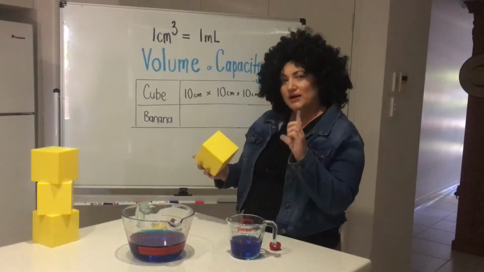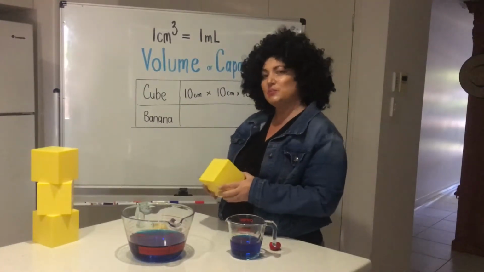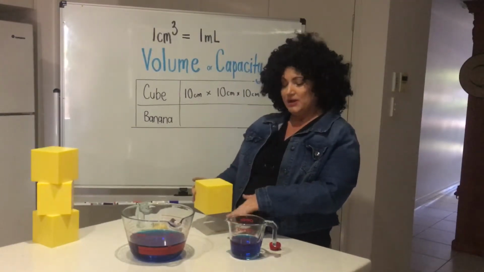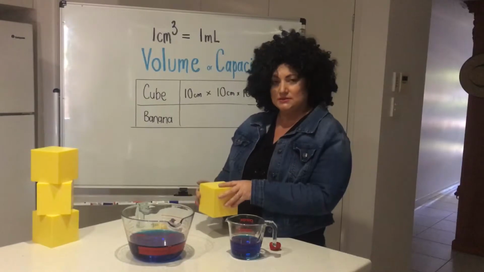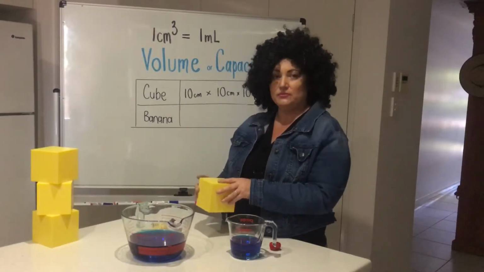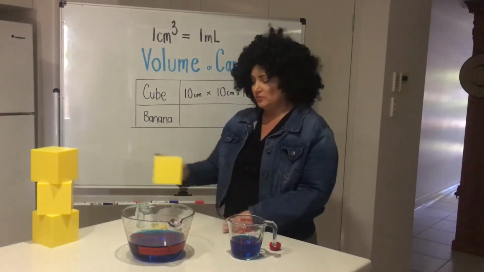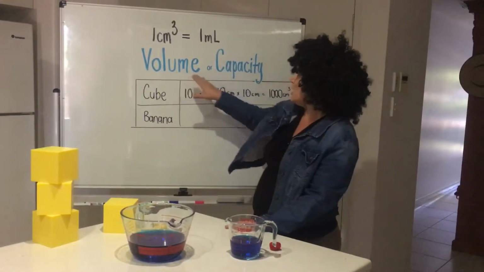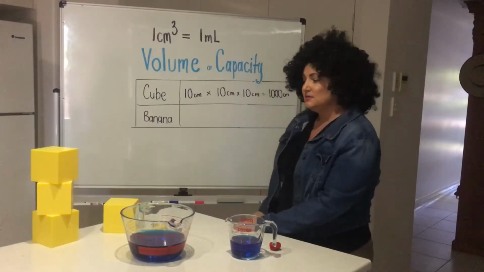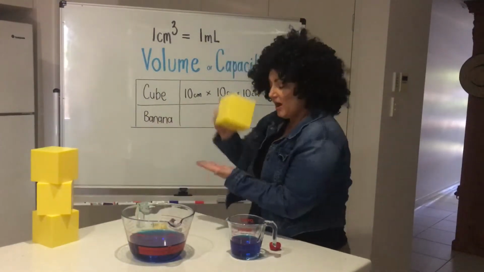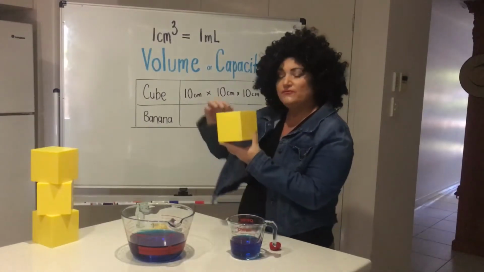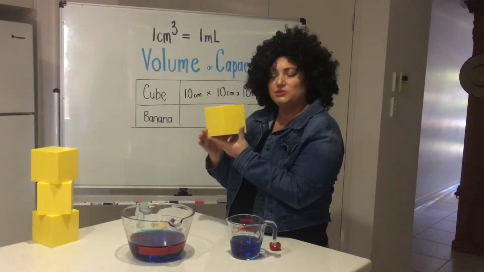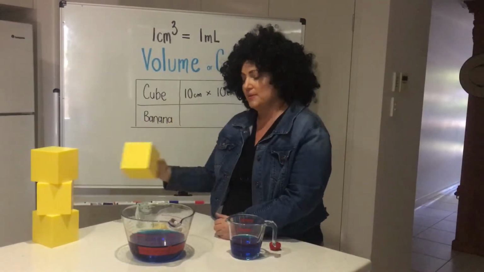So there's another way of doing it, and it's called the displacement theory, and that's when we immerse it into some water and we measure the water that rises. And then we take it away from its original volume. Volume. Now that's a new word. Volume or capacity. So we're actually not finding out the weight of an object. We're finding out the space that's inside the object. That is volume and capacity.